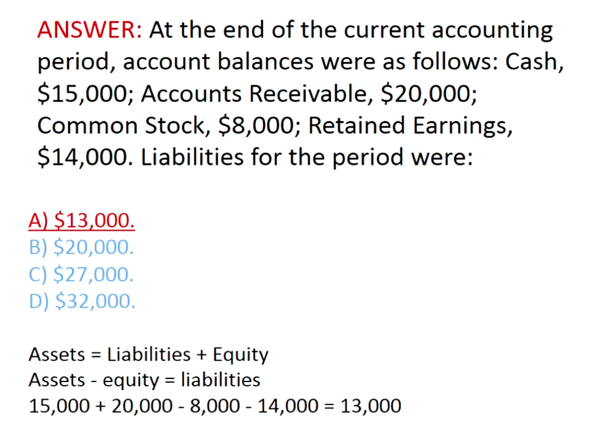I can rearrange that to solve for liabilities. So what I'm doing here, I have assets, cash 15,000, accounts receivable 20,000. Those are my two assets. My equity is 8,000 for common stock and retained earnings for 14, so I subtract those, and I'm left with liabilities of 13. Okay, so we're going to use that accounting equation over and over as we go.